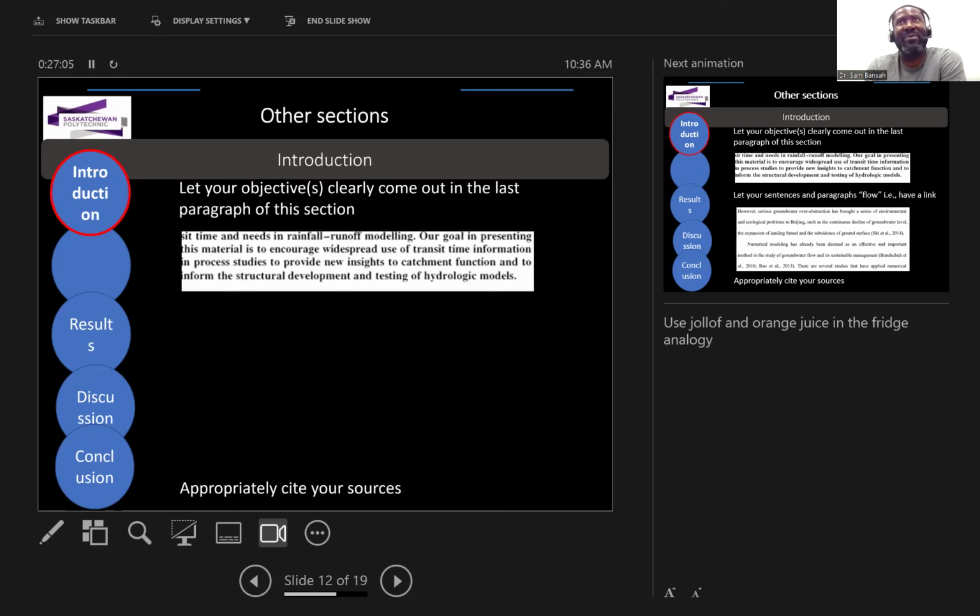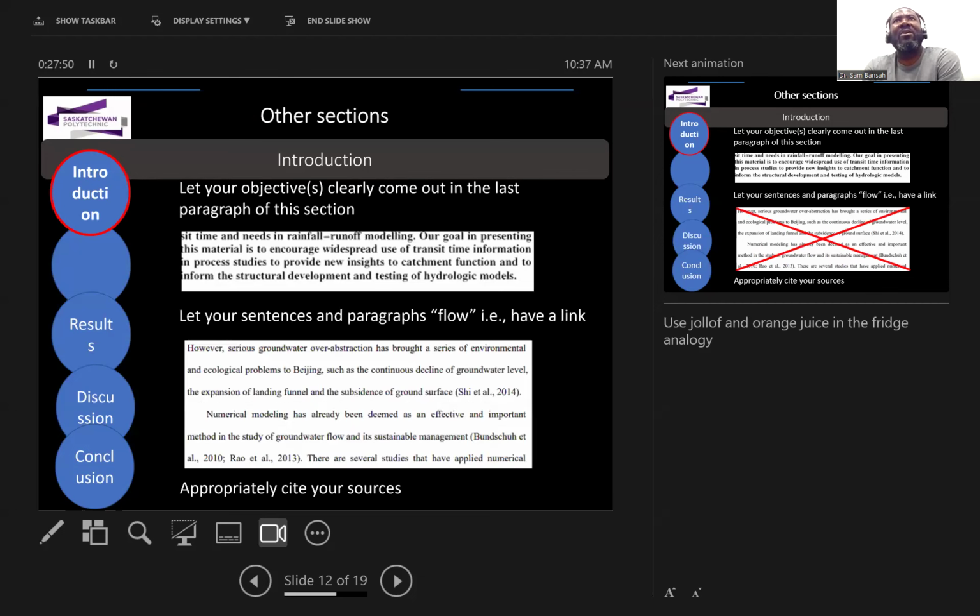Let's take an example from our review paper we just saw. Look at the objective of this paper. Our goal in presenting this material is to encourage widespread use of transit time information in process studies to provide new insights to catchment function and to inform the structural development and testing of hydrologic models. That is neat. Very well written. Straight to the point, objective of the work. It should be captured in the last paragraph of your introduction.